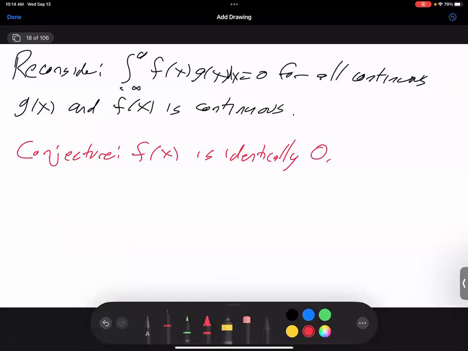So as a nice exercise, try to write this up well. How would you write this up cleanly? How would you show that f of x has to be identically 0 if this is true for every continuous g? Has anybody here taken real measure theory?